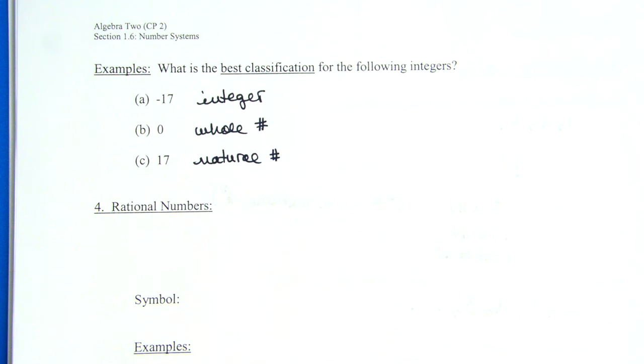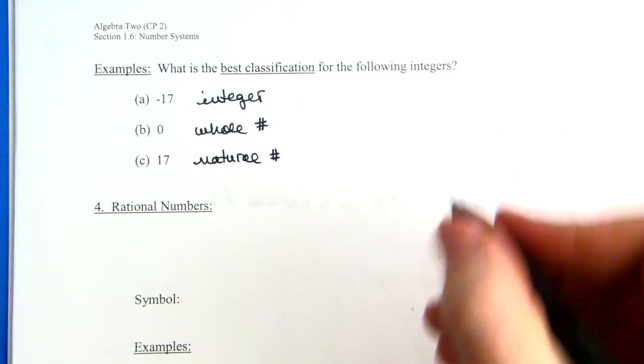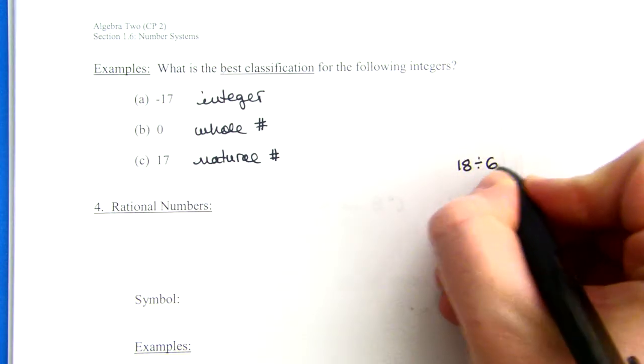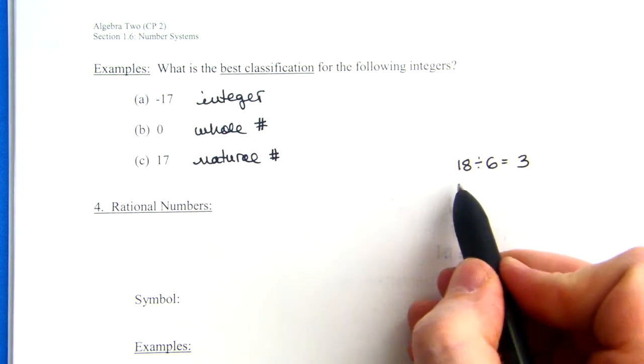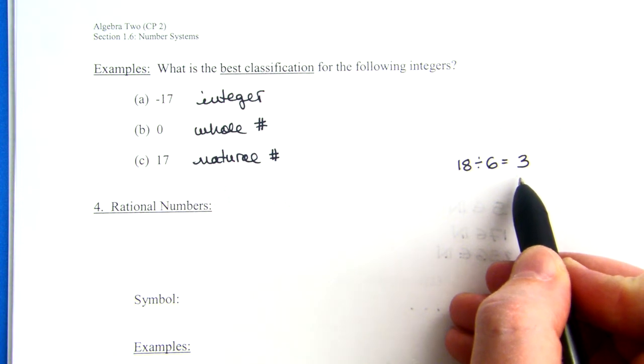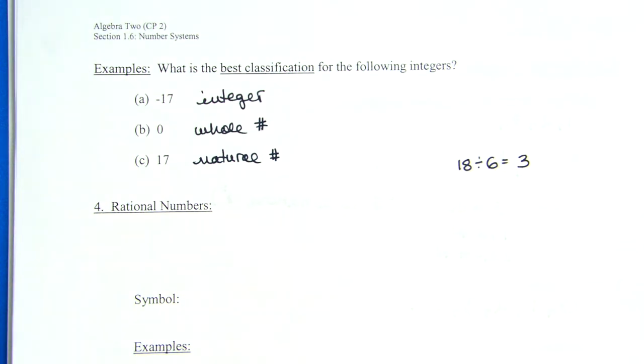So by now, I can take any two integers, I can add them, get another integer, subtract them, get an integer, multiply them, get an integer, but I'm going to run into a little bit of an issue with division. I can do a division problem like 18 divided by 6 and get 3. Integer divided by an integer gives me another integer. Could you come up with a division problem that doesn't give an integer solution?